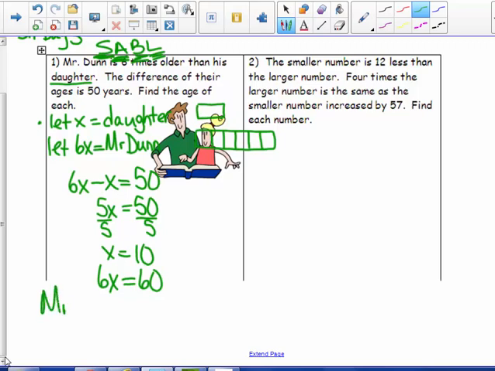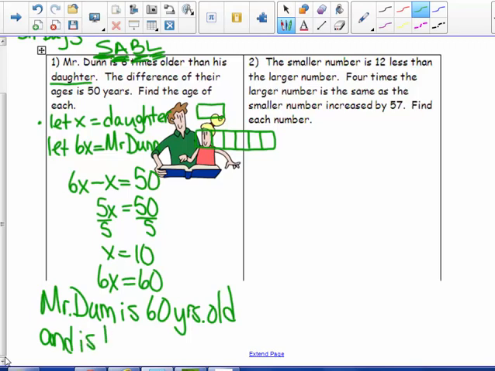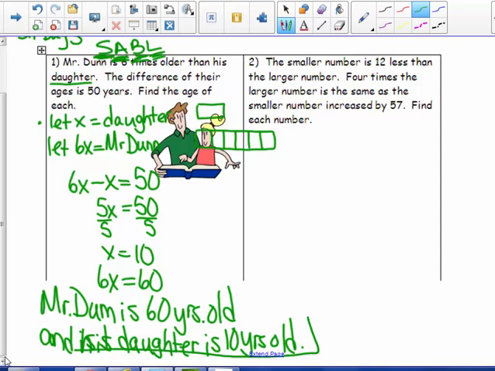So find the age of each. Mr. Dunn, capital letter there, Mr. Dunn is 60 years old. That's my label. And his daughter, his, H-I-S, his daughter is 10 years old. Put a period, put a box around it. That's the full algebra process. Mr. Dunn is 60 years old and his daughter is 10. Is their difference 50? Yes.